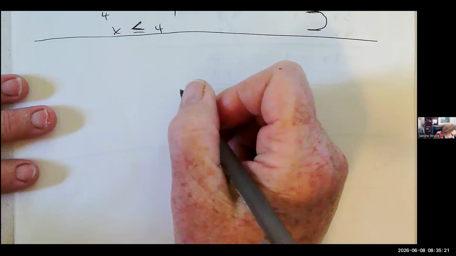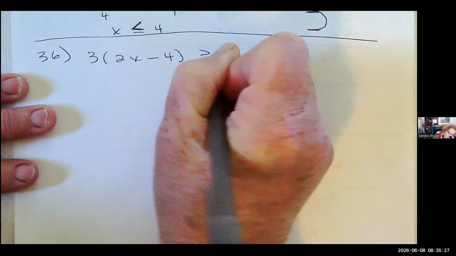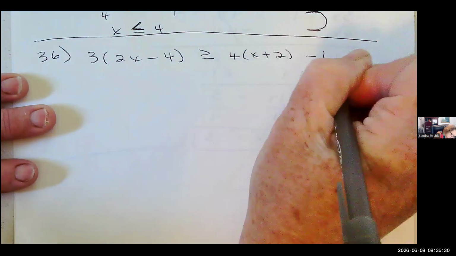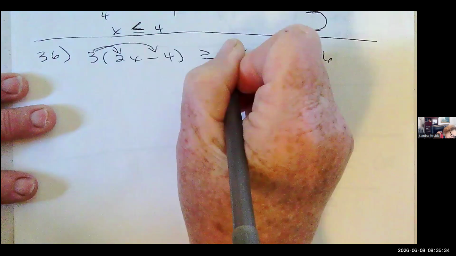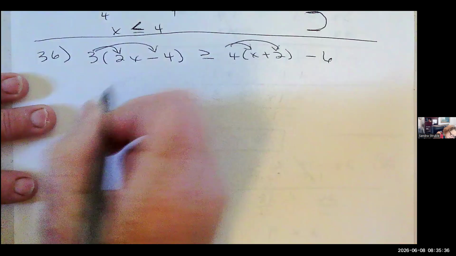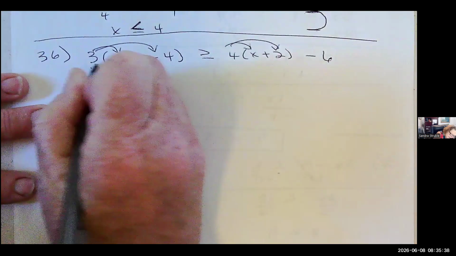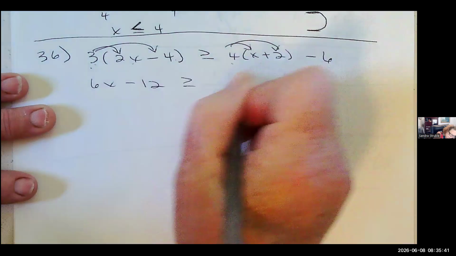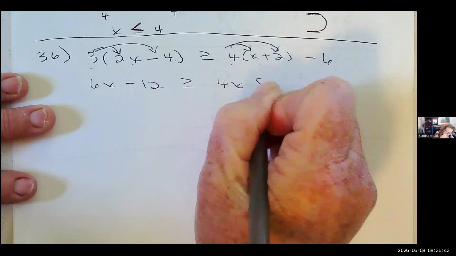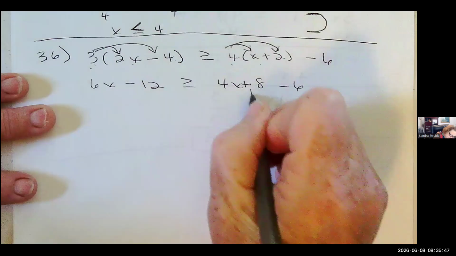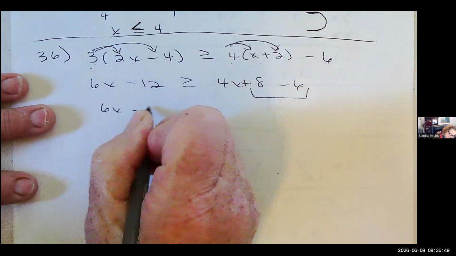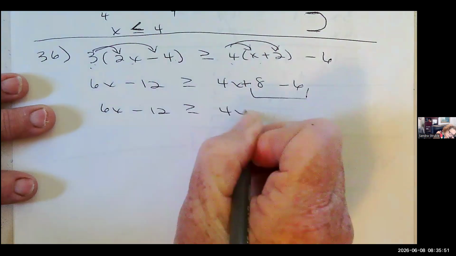All right, 36. 3 times 2x minus 4 greater than or equal to 4 times x plus 2 minus 6. Distribute, and I'm going to distribute again. 3 times 2 is 6x. 3 times negative 4 is negative 12. Greater than or equal to 4 times x is 4x. 4 times 2 is 8. Minus 6. Let's simplify the right. 8 minus 6 is 2. Now, x is on the left.